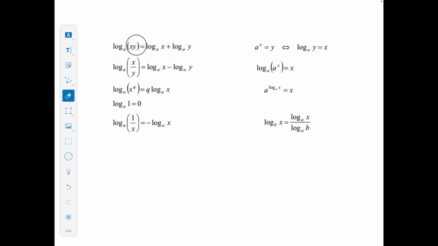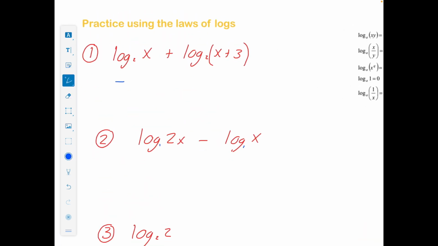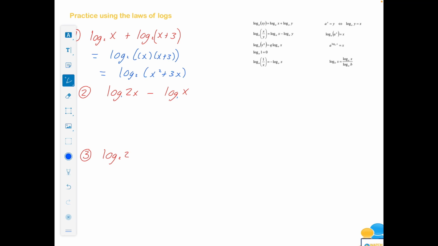When the logs are being added together, you can change it to being multiplied together and just write the log once. So this will change to log to base 2 of x multiplied by x plus 3. So we just multiply out those brackets. That'll be log to base 2 of x squared plus 3x.